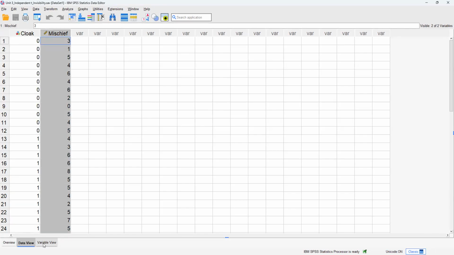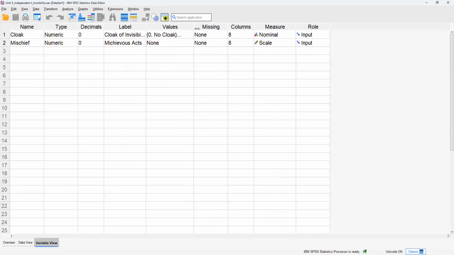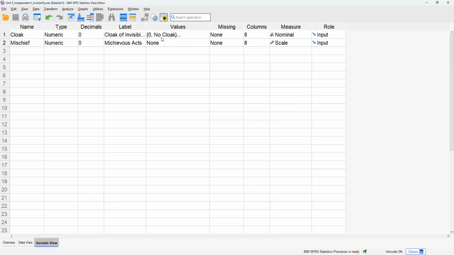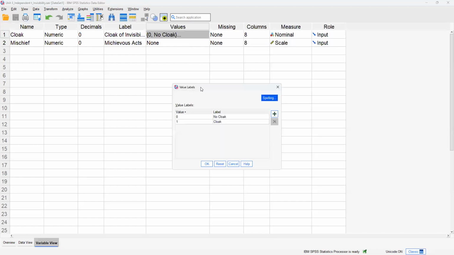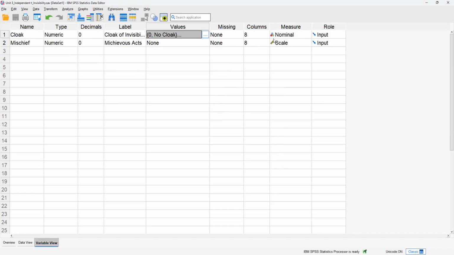If we go to the variable view, we see the coding for cloak is 0 equals no cloak and 1 equals cloak. So this refers to the invisibility cloak in Harry Potter, whether a person is invisible or not. And that is a nominal variable, so cloak and no cloak are categorical.